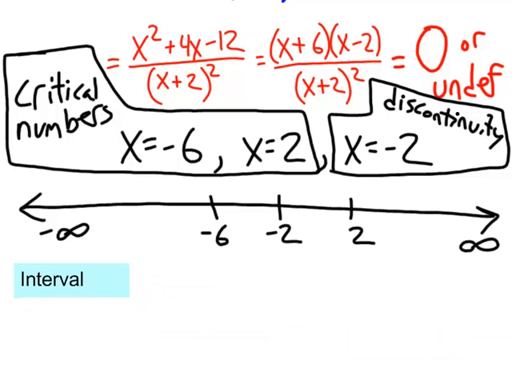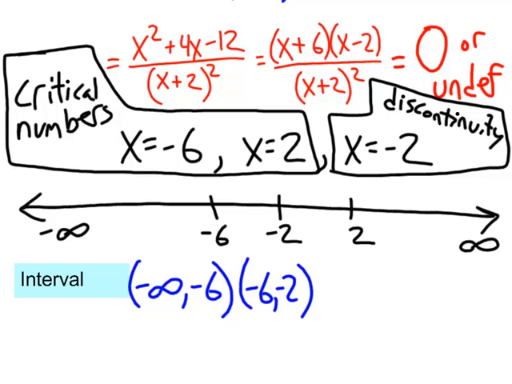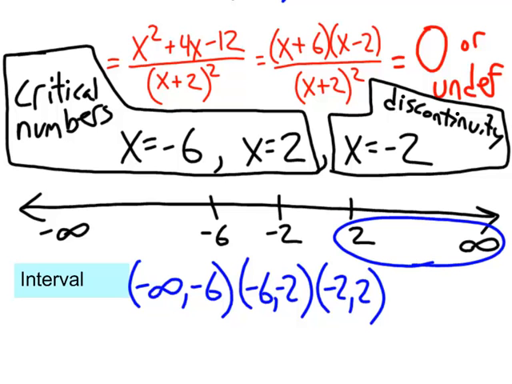So remember on our table, our first step is the interval. And so our first interval is from negative infinity to negative 6. Our next interval will be from -6 to -2. Our next interval will be from -2 to 2. And finally, our last interval will be from 2 to infinity.